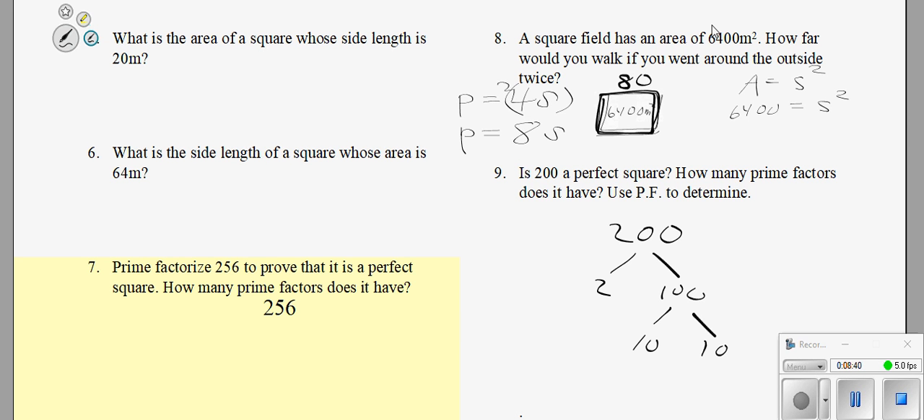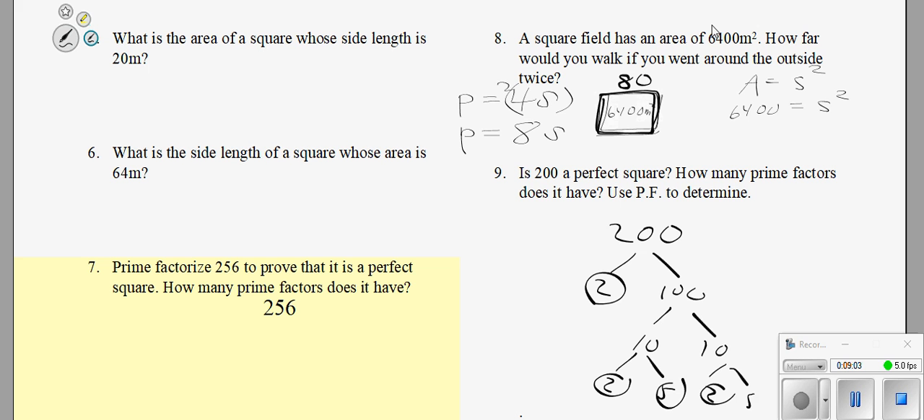And before I go any further with my prime factorization, can I tell right now if 200 is a perfect square? Right now I can tell, because there is no way I'm going to be able to make 2 times 10 times 10 into 2 equal groups of products. So right now I can say, no, it's not a perfect square. But keep going. 2 and 5.